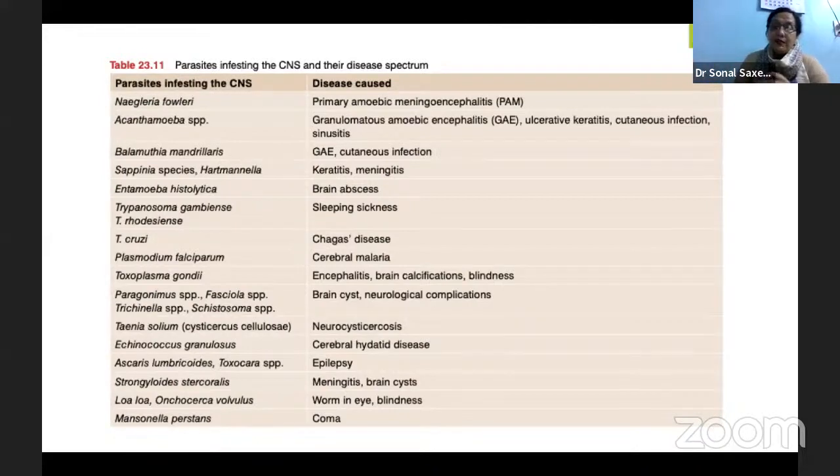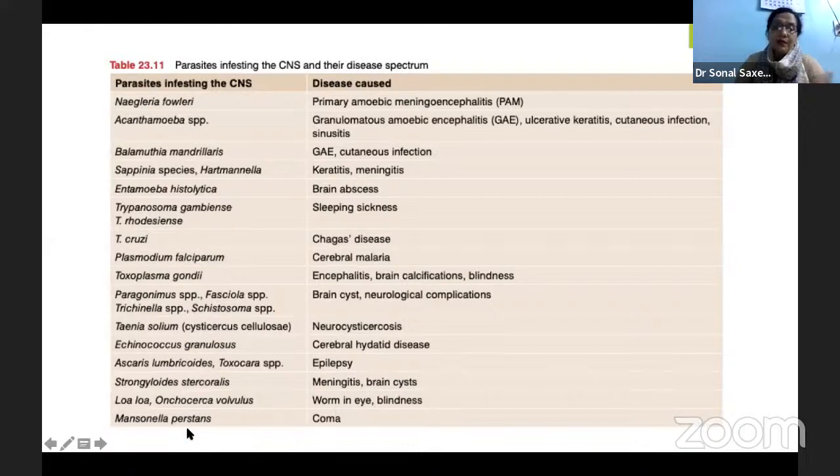So we stuck to what is the crux of the infections caused by that organism, what is most commonly caused, and what are the most important ones. We stick to that, and then we have categorized these organisms. But still, every chapter has this list of the parasites which cause CNS infections, what their spectrums are, and where all you can see these worms.